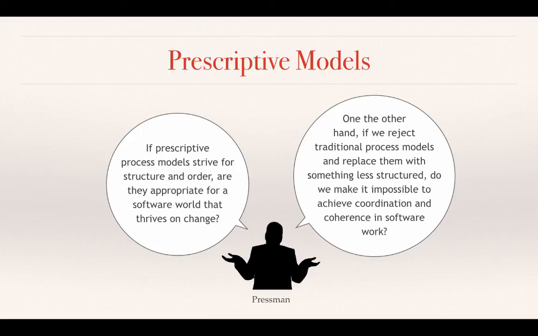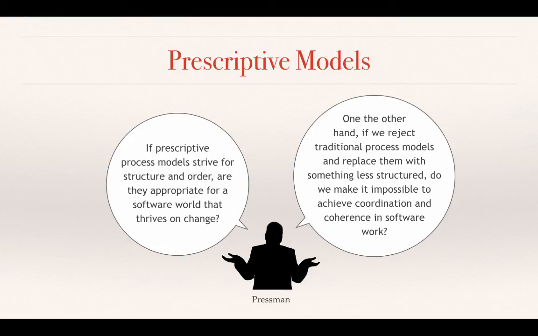But there's a potential problem with this. Remember in a previous video, we talked about how the one thing we could depend on in software development was that our software was going to change. And if change is so pervasive in software engineering, should we really be relying on a software process that strives for order and structure? Maybe we should be thinking more about processes that are flexible and can adapt to changing requirements and changing environments. On the other hand, would a flexible process give us the discipline we need to create a quality product?